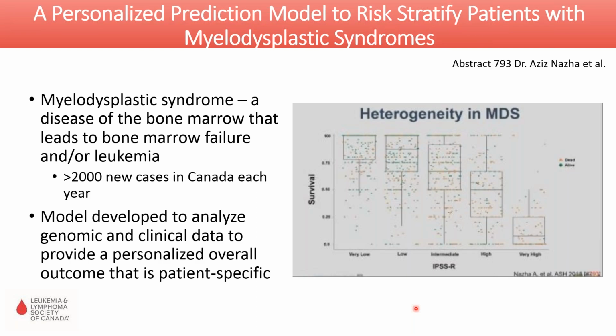Myelodysplastic syndrome is a disease of the bone marrow, and unfortunately, it leads to one of two consequences. One is bone marrow failure, in which patients' blood counts start to drop. They may require blood transfusions, and they may have complications from their low blood count. The other significant complication is the development of leukemia, generally acute myeloid leukemia. It's an important disease, and we see more than 2,000 new cases in Canada each year.